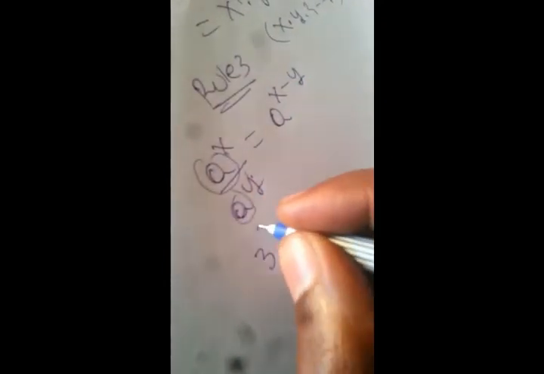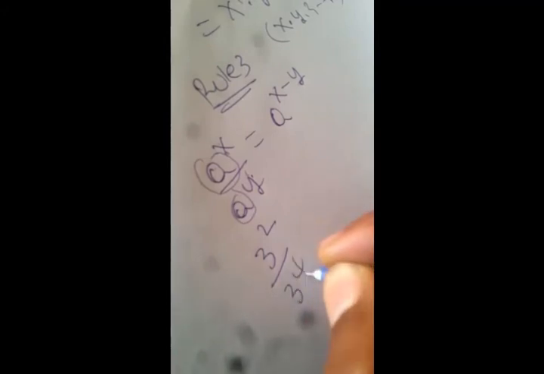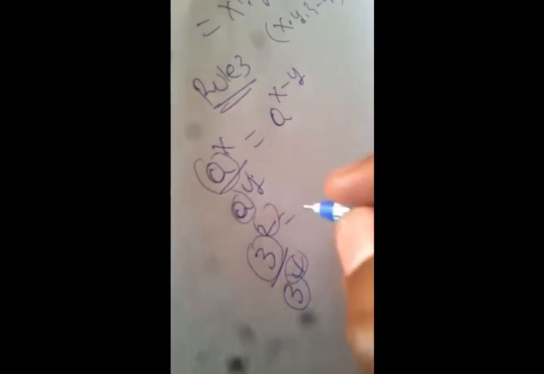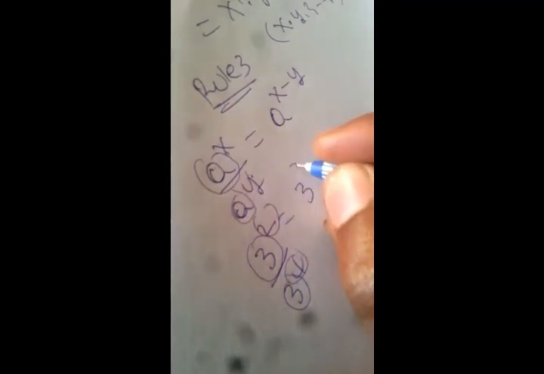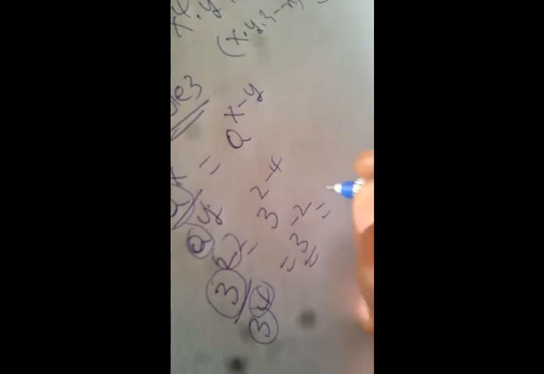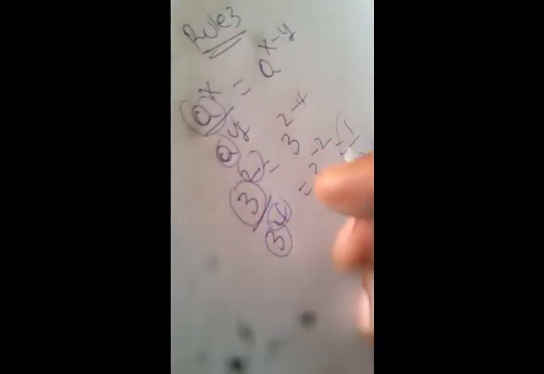For example, 3 square over 3 raised to 4. Since the bases are the same and the exponents are different, and it is a division, we use 3 raised to 2 minus 4. This is equal to 3 raised to minus 2. This can also be written as 1 over 3 square. We will talk about rule 6.